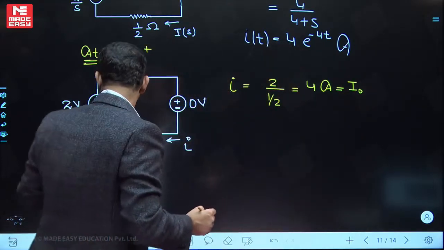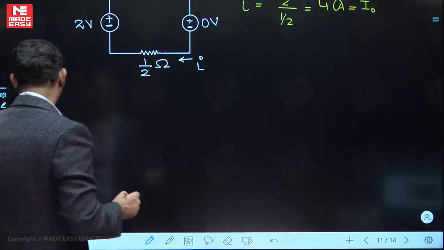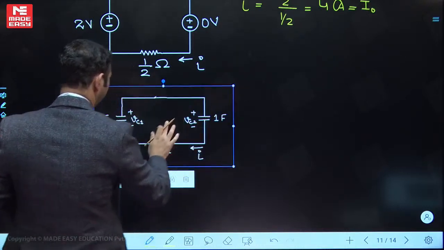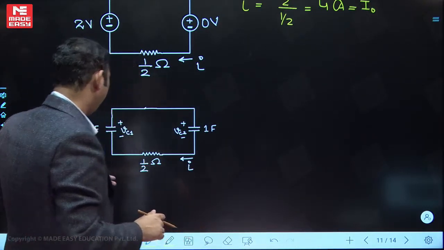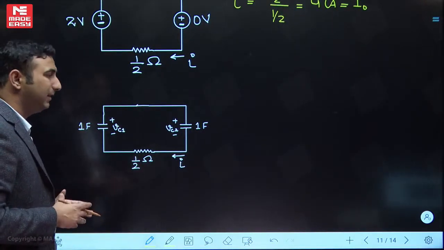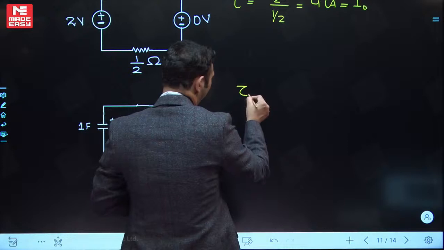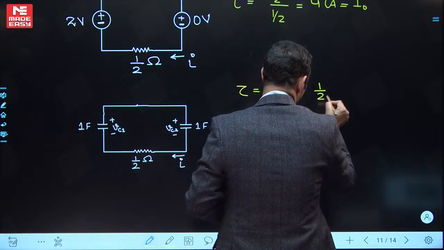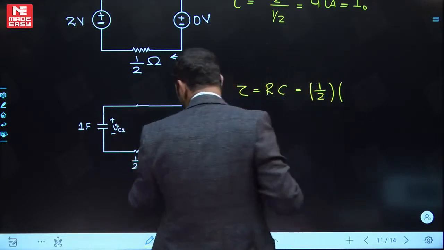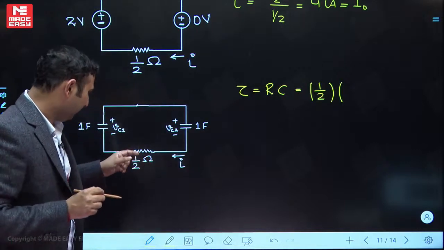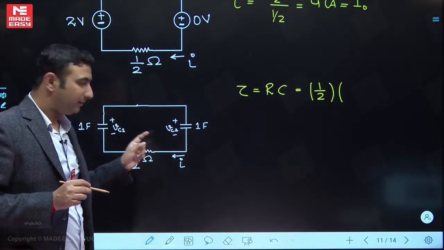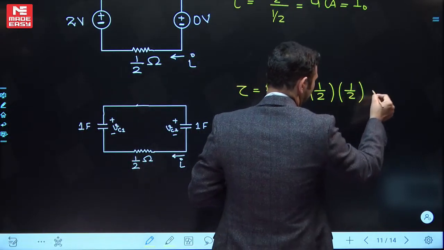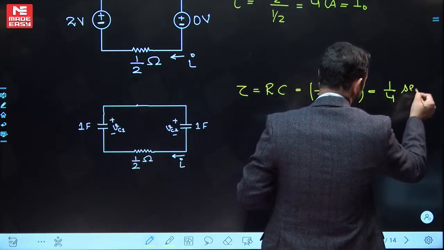The next thing I am interested in is calculating the time constant. Sorry, this is the circuit that we have. From here, can you handle the time constant concept? Yes, very easily we can handle the time constant. How? Tau will be R into C. What is the resistance? 1 by 2. What is the equivalent capacitance? Because the resistance will be between the terminals of the equivalent capacitance. Equivalent capacitance means 1 and 1 connected in series. Can I write it as 1 by 2, which will be 1 by 4 seconds.